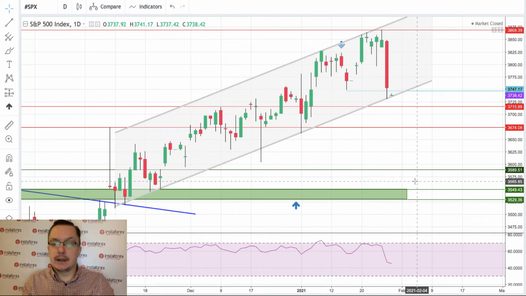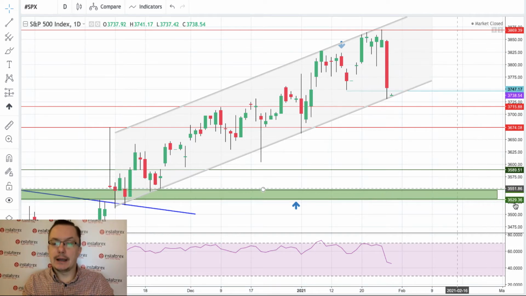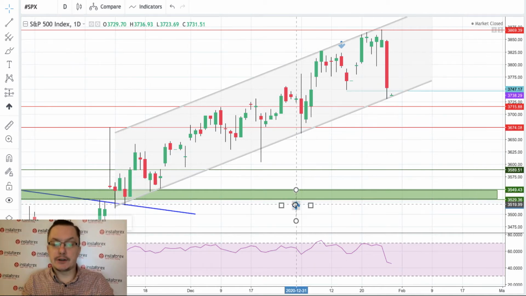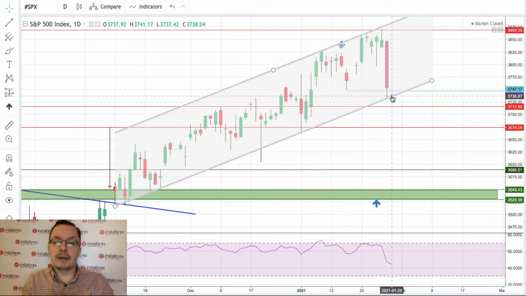And then of course we should go as close as possible to this green zone. This green zone is the key technical support, 3,549, 3,529, and this zone here is the demand zone. The blue arrow is exactly showing us where we should go if this is a genuine breakout to the downside.